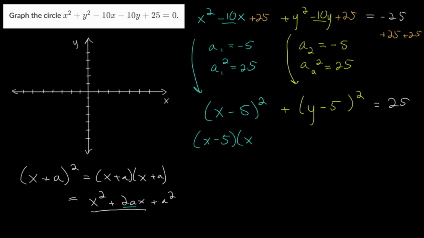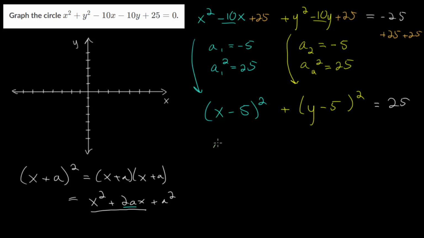So you can always check to make sure you're doing this correctly by just re-multiplying it out, since completing the square can be a little bit tricky. So you want to be careful when maybe you're out of practice, just to double check that you're doing it correctly. Now, this is the standard equation of a circle.